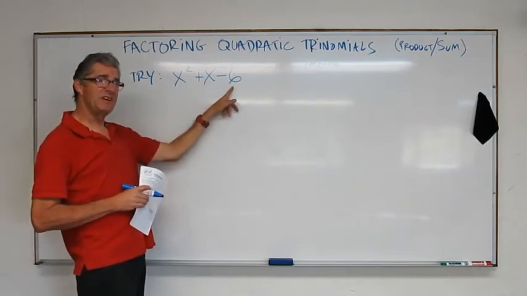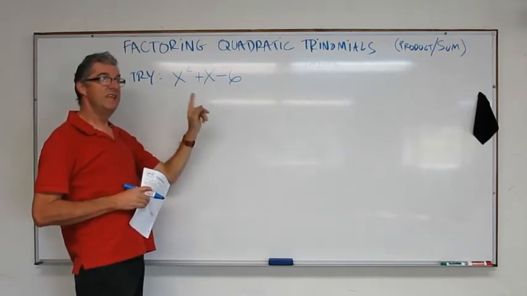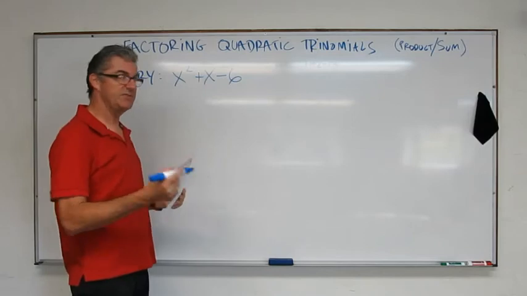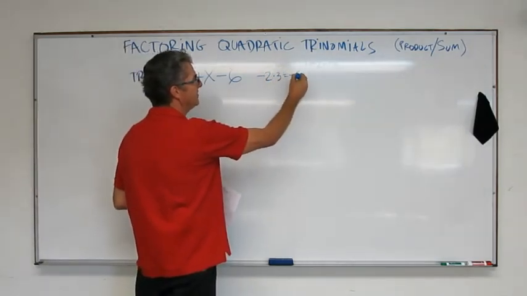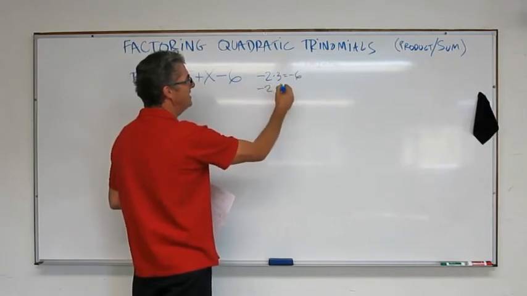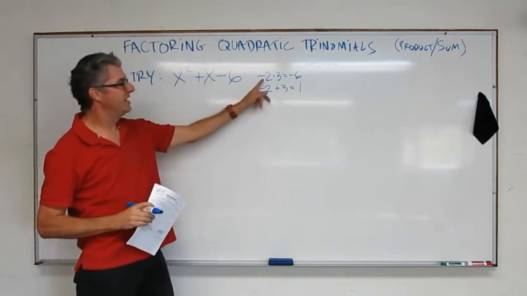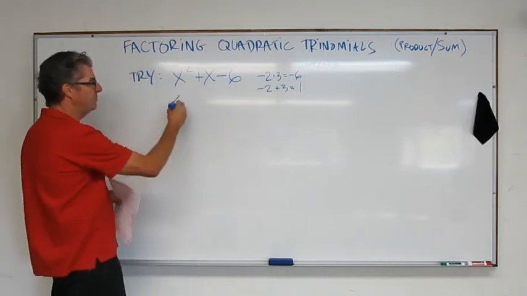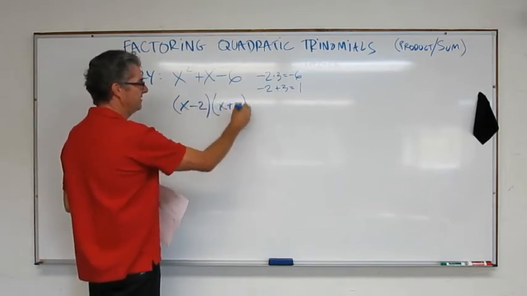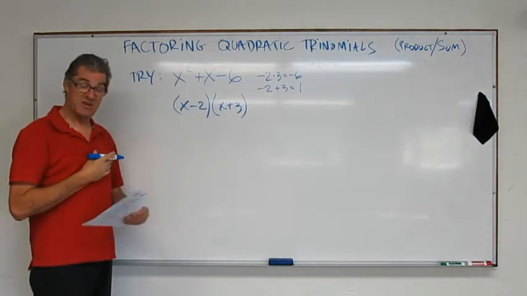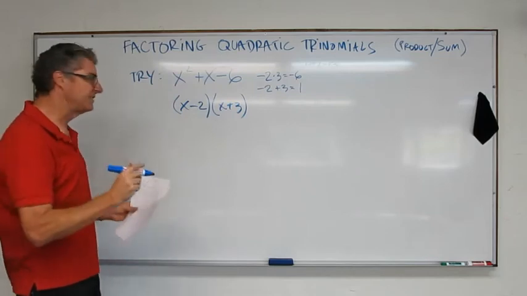Multiply to negative 6, add to 1. What about negative 2 times 3? I'm just going to give that a try. Negative 2 times 3 equals negative 6. Negative 2 plus 3 equals 1. Okay? So those are our two factors, negative 2 and 3. So now it's a simple process just to go x minus 2 times x plus 3. Okay? Let me give you another one to try. This one's a little bit more complicated. I'll give you a hint.